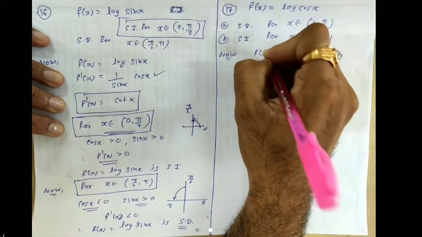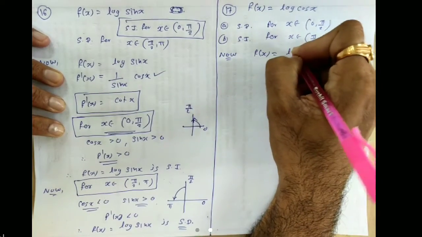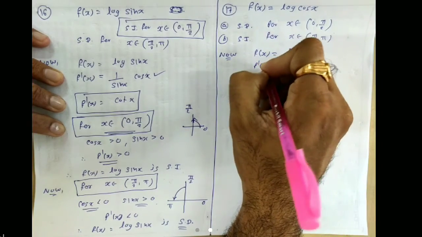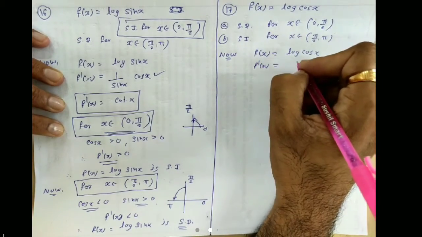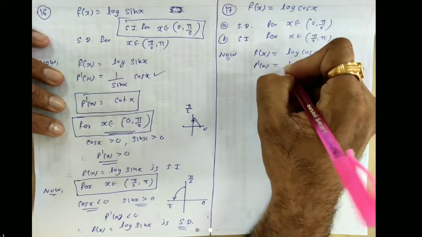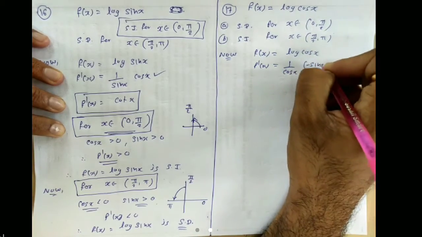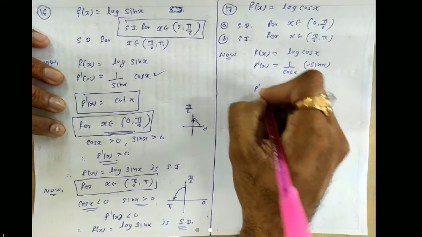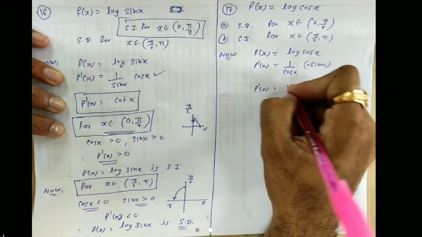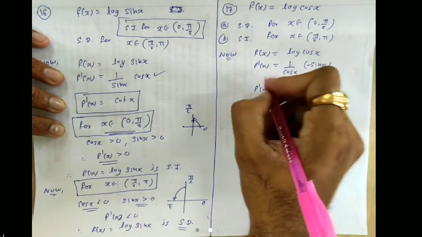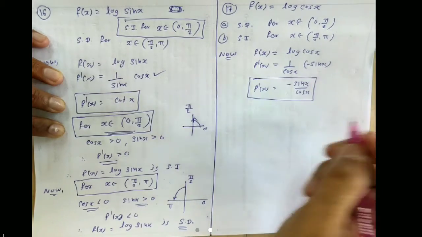So again, start with the given function, f of x equal to log of cos x. Then application of first order derivative. Derivative of log of cos x is 1 upon cos x into differentiation of cos x, which is minus sin x. So our f dash x, you can write it as minus tan x, or keep it as minus sin x divided by cos x, that is fine.